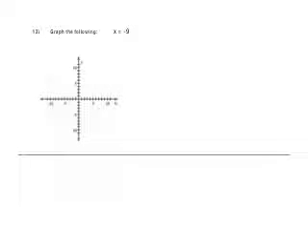13. Graph the following. X equals negative 9. Okay, so x is negative 9. Negative 9 on the xy axis is right here. Is x always negative 9? Yes. If x is always negative 9, that means x is negative 9 no matter what y is.